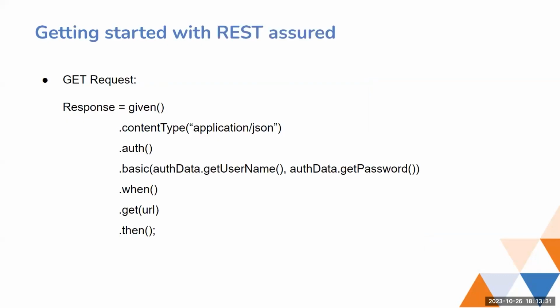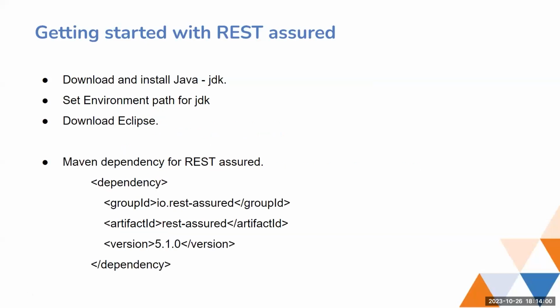Now, this is the basic request, a very simple request. First, we write given and then the content type, which is application JSON, then authentication, then the basic method in which we give username and password. And then we give something after when, that is get URL, what action we need it to perform. And after that comes then, after which we write the assertion which we want to perform on the response.